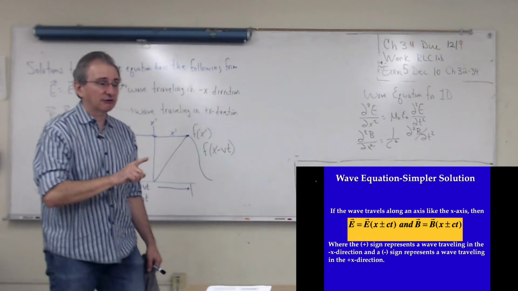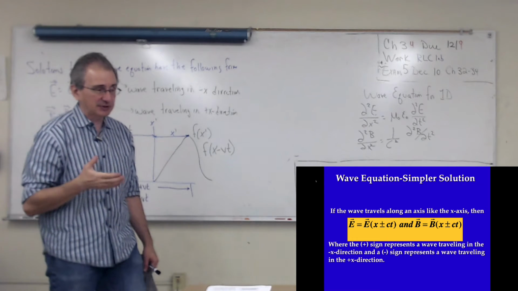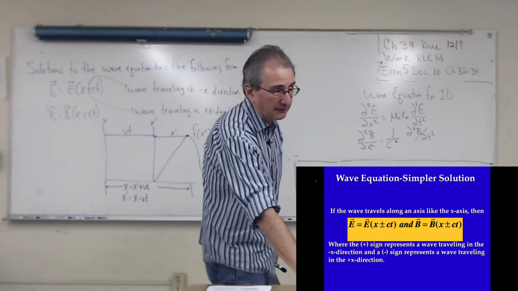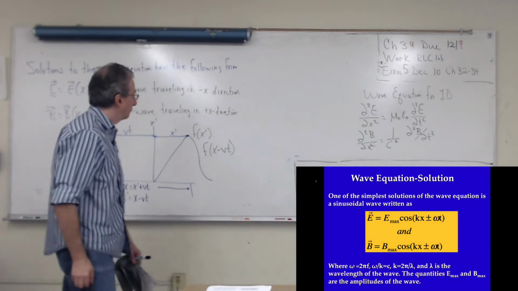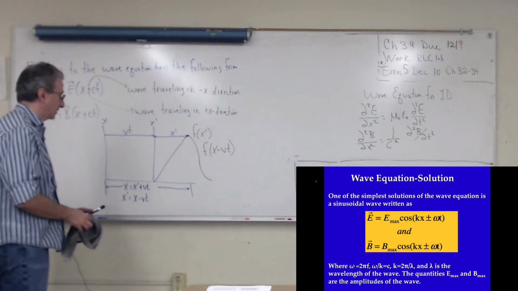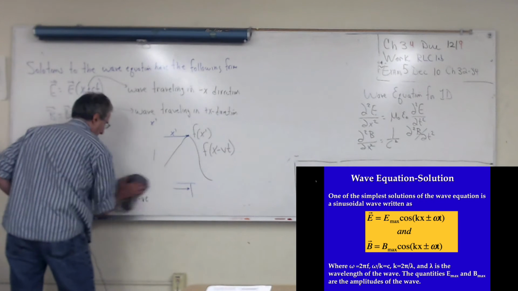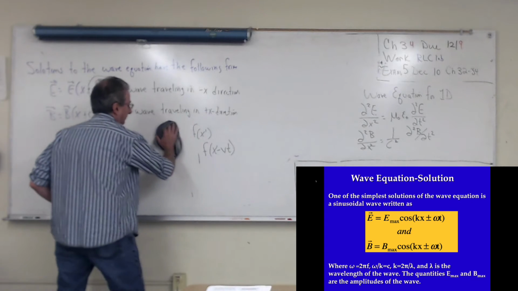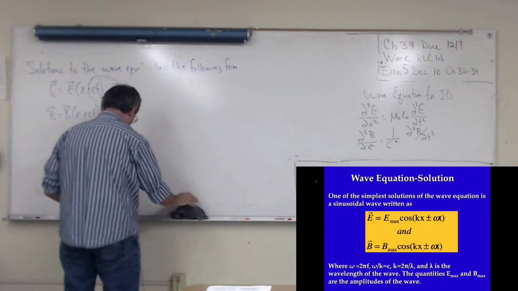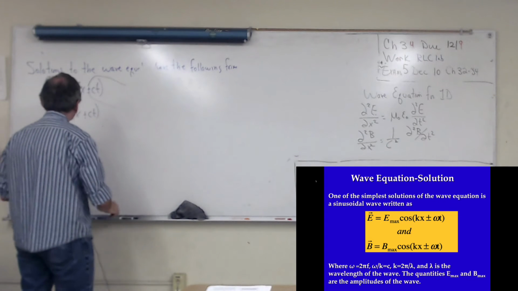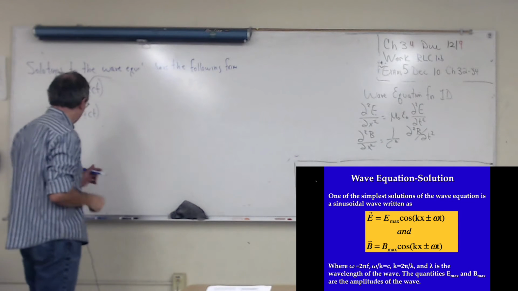So this is the general form of the solution to the wave equation. But for specific cases where you have a source that varies sinusoidally with time, your solutions basically involve sines and cosines. And so we can write the solutions for this special case where we have a periodically varying source in the following way.